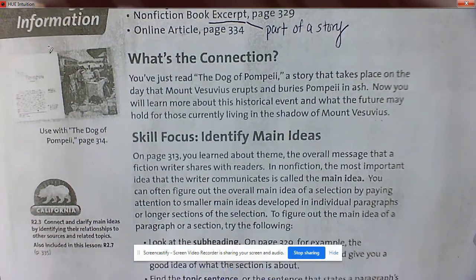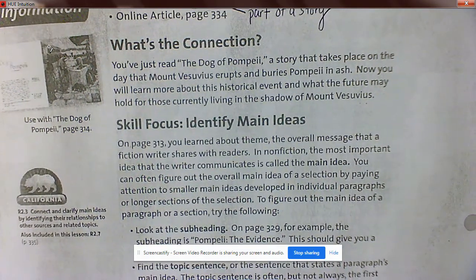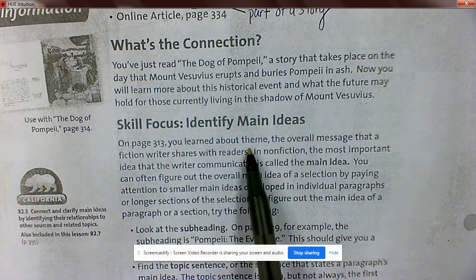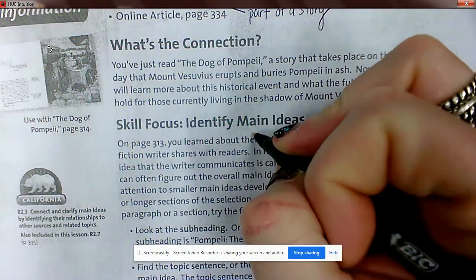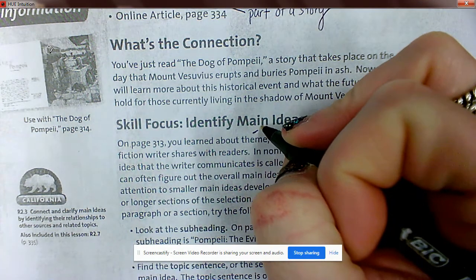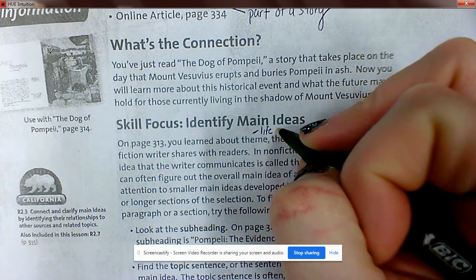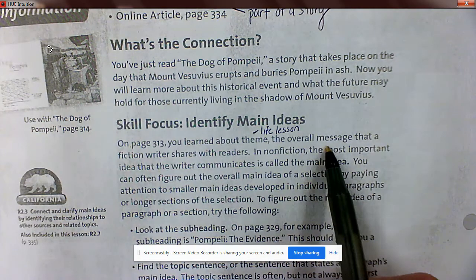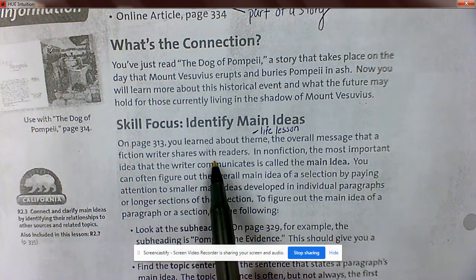So skill focus, identify main ideas. What is a main idea in your own words? You guys should know this from English class and from past reading classes. What's the main idea? Right, what they focus on. So on page 313, you learned about theme. Now remember, theme is what? What's theme? It's the life lesson. The overall message that a fiction writer shares with readers.